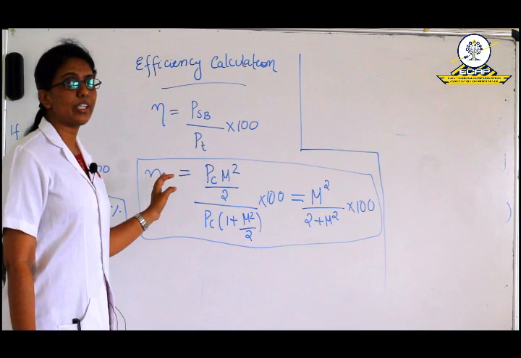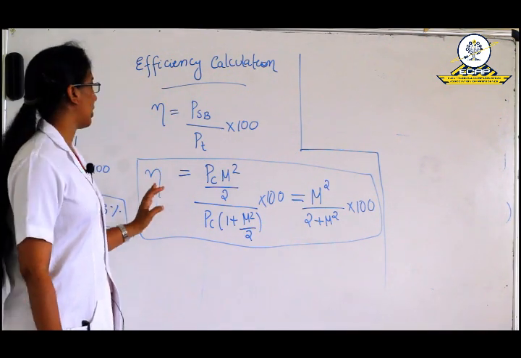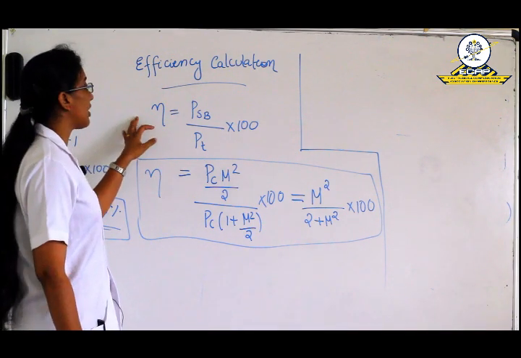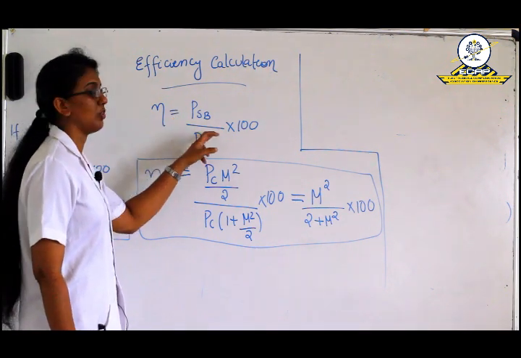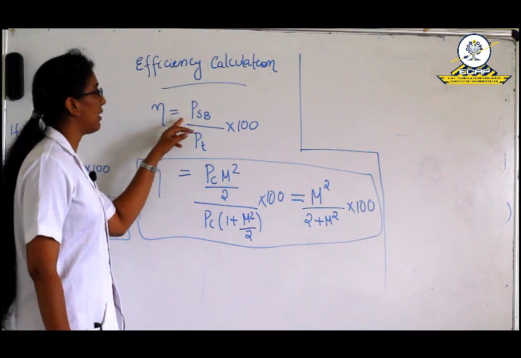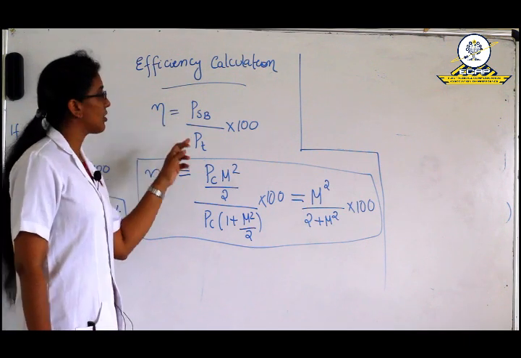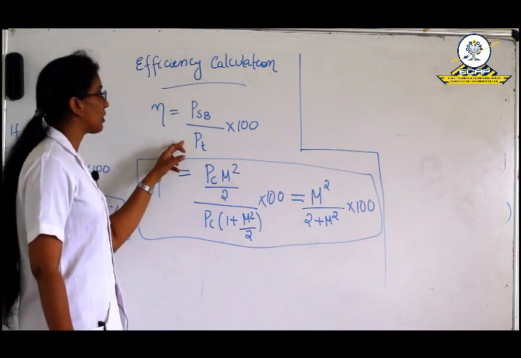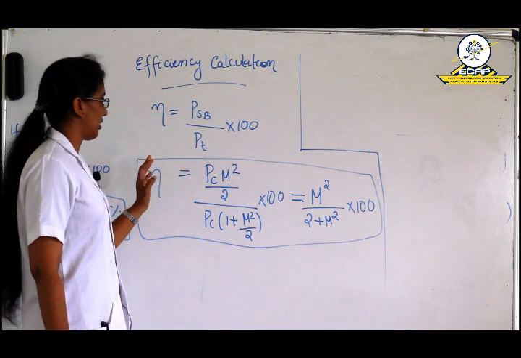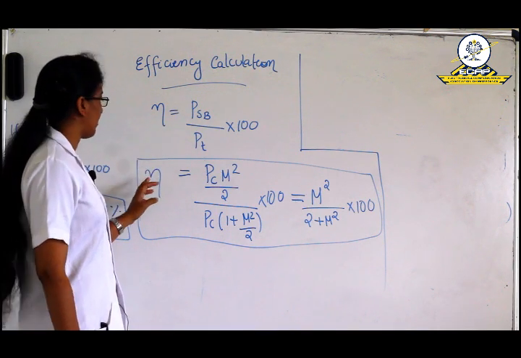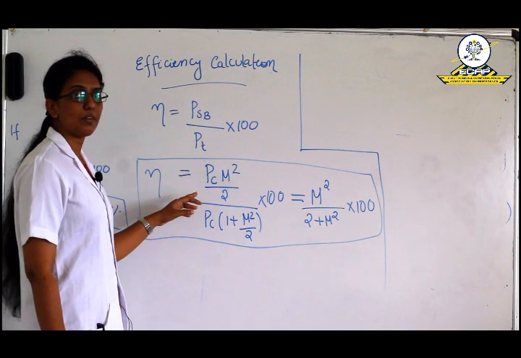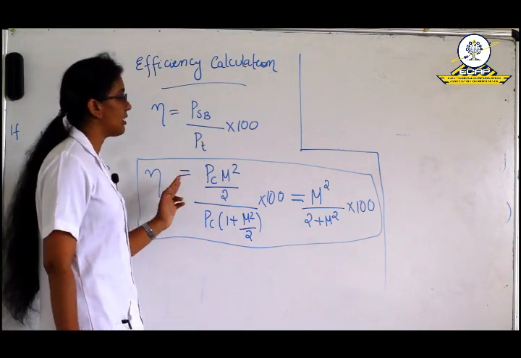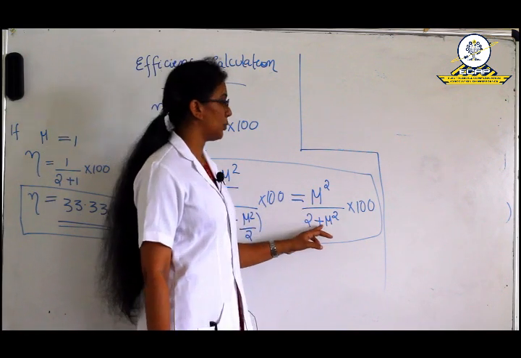Now we are going to calculate efficiency of AM modulation. The general equation for efficiency is power in sideband by total power into 100. The power in sideband is useful information. So useful information by total power into 100. PSB by PT into 100. By substituting the equations of power in sideband and total power equation, we get efficiency is equal to mu square by 2 plus mu square into 100.